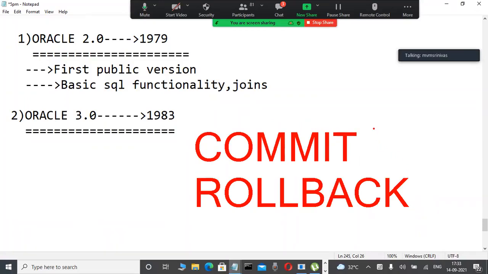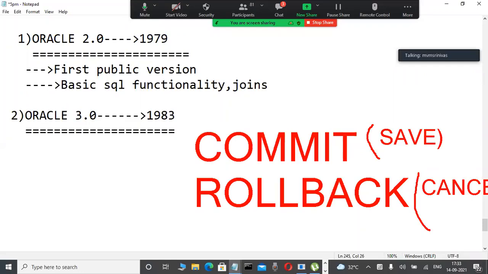What is the commit command? Very good. Commit is a command to save the transaction in every database. Rollback means undo, cancel, undo the transaction from memory. Same as Control Z, undo, in Windows, Word or anything. That's why commit means save and rollback means cancel.